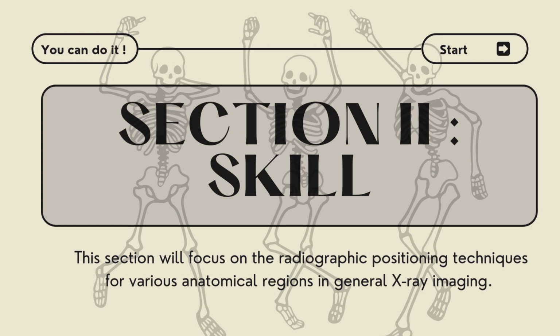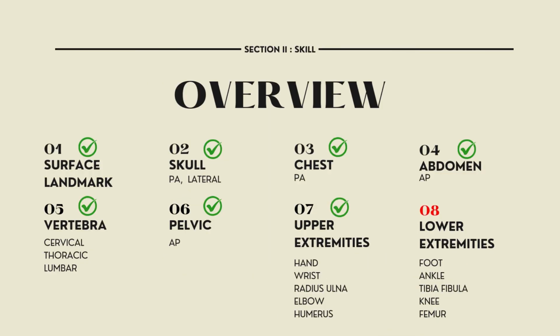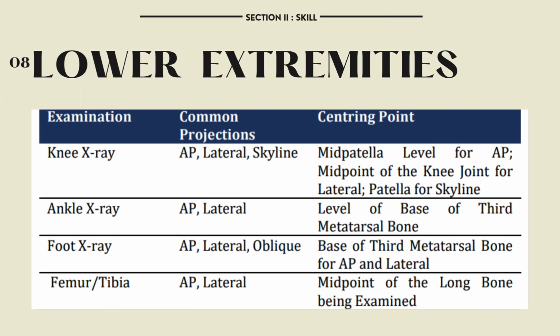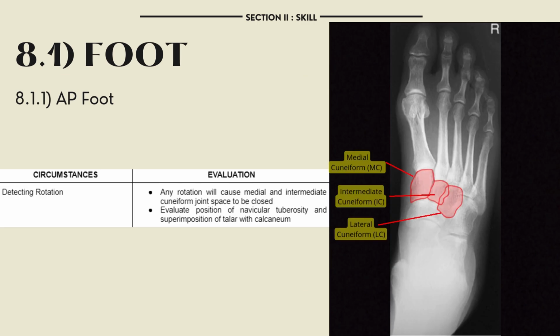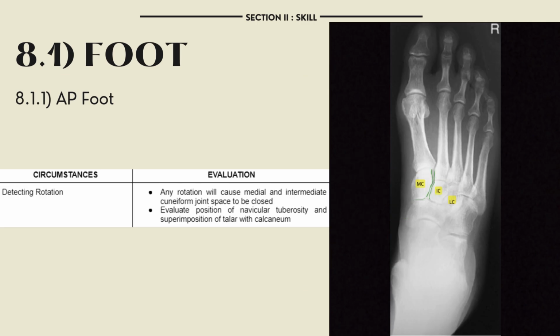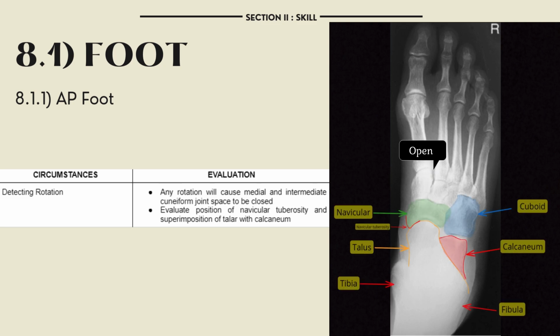Hi and welcome to the last part of this session where we will cover the lower extremities projection that consists of foot, ankle, tib-fib, knee and femur. First, in the epi foot, any rotation will cause the medial and intermediate cuneiform joint space to be closed. Moreover, you can also evaluate the position of the navicular tuberosity and the superimposition of the talus with the calcaneus.